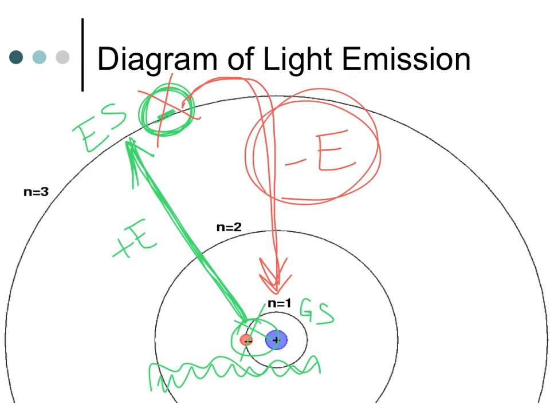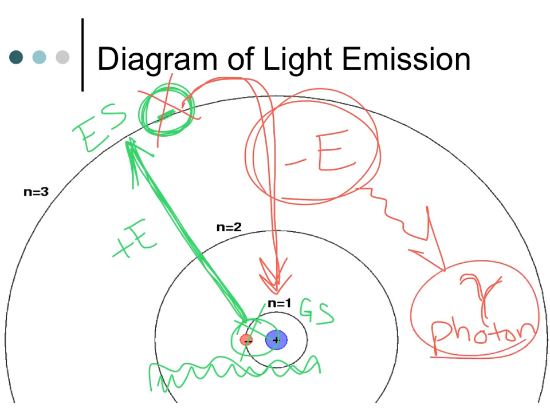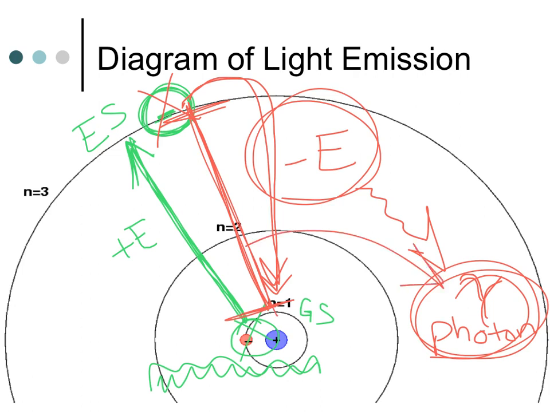According to the law of conservation of energy, energy cannot be created or destroyed. So that energy has to go somewhere. It's going to be emitted in the form of a photon. And the symbol for a photon, by the way, is a little gamma symbol, a little curly Y guy. So that photon is going to come out. And the amount of energy that this photon has is going to be determined by the amount of energy that's between these two levels. That energy loss is going to go directly into the photon.